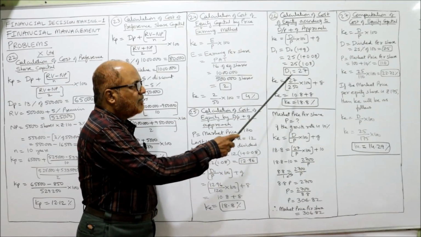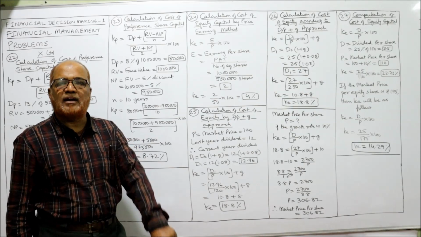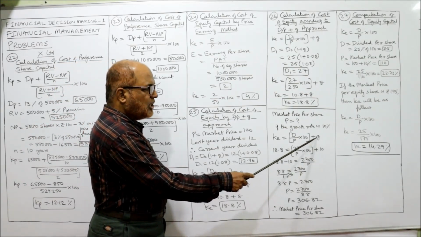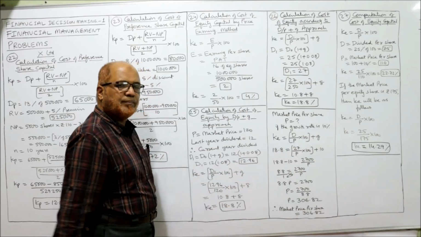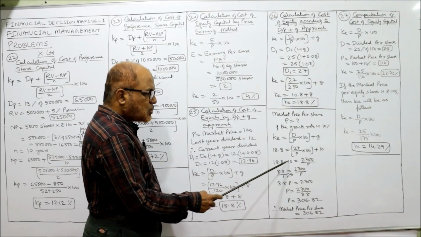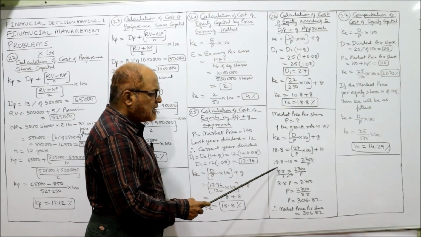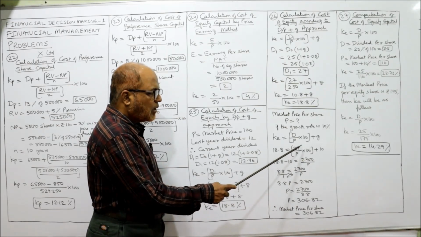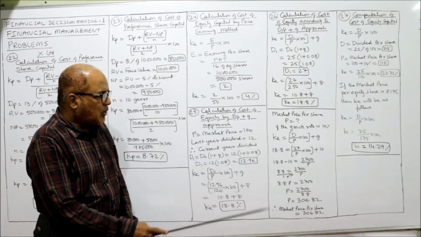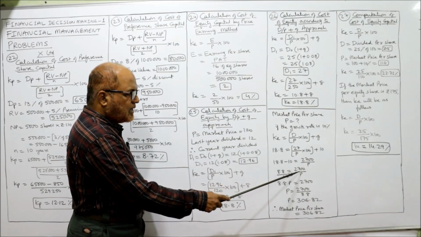Then D, the dividend, is 27 rupees. P, the market price, we have to find out. The unknown variable is P, into 100, plus g. Now the growth rate is 10%. Now bring the 10 from RHS to LHS. It is plus 10, it will become minus 10. So 18.8 minus 10 is equal to 27 into 100, 2700 divided by P. So 18.8 minus 10 is 8.8, which is equal to 2700 by P.